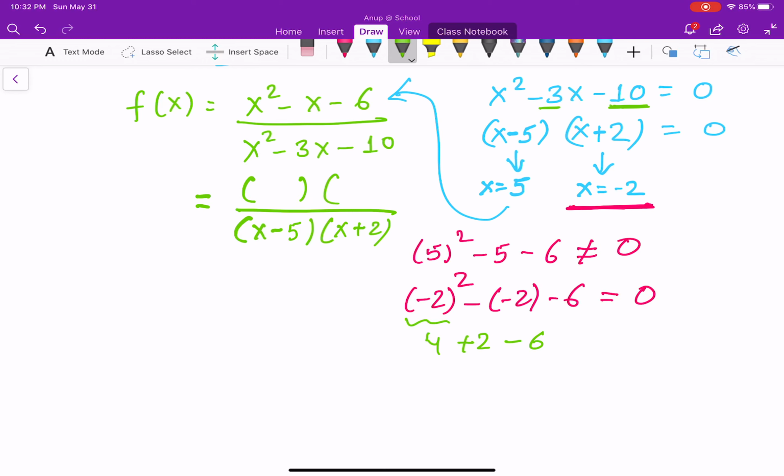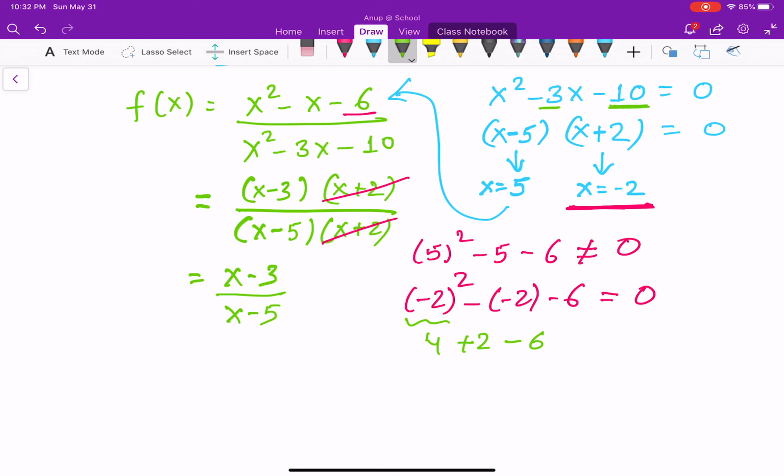Or if you want, you can just factor normally: this is x, that is x, and at the end we have negative 6. Try to think of two numbers whose product is negative 6, and when we combine them, we get negative 1. Clearly you can see that would be (x minus 3)(x plus 2). In that case, you can see they have one linear factor in common. Let's cancel that out, and the remaining factors are (x minus 3) over (x minus 5).